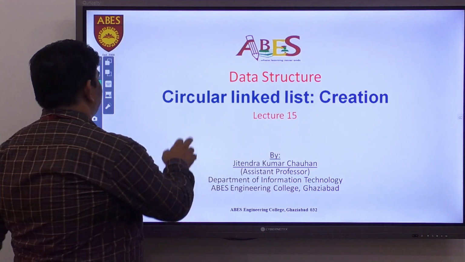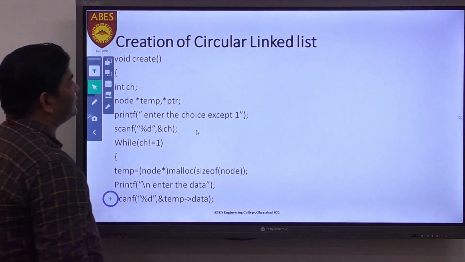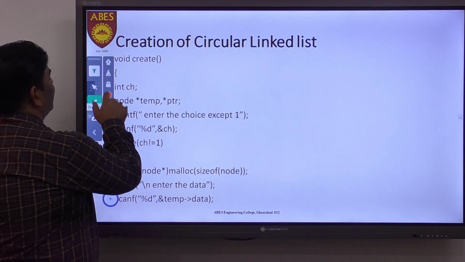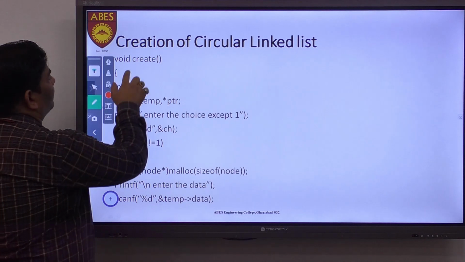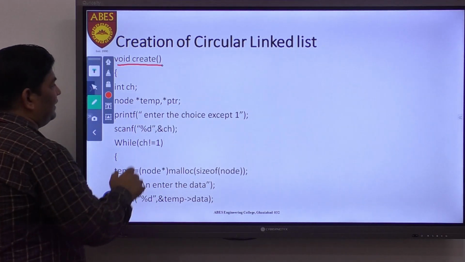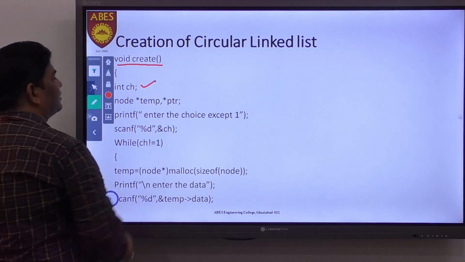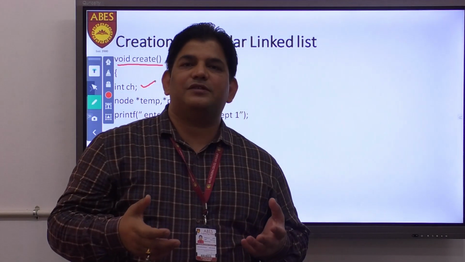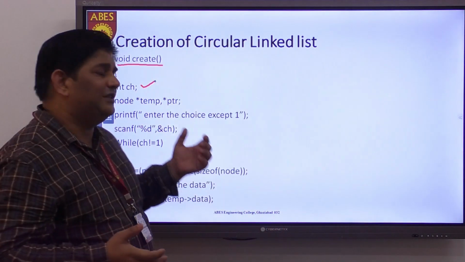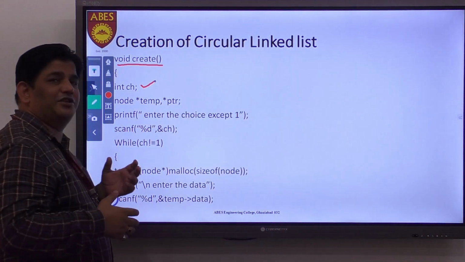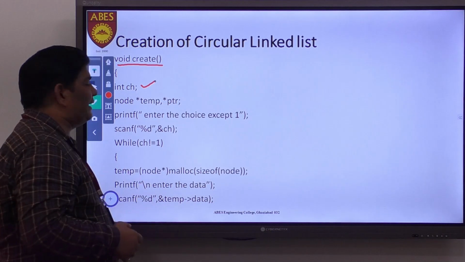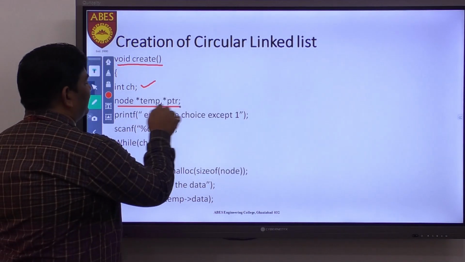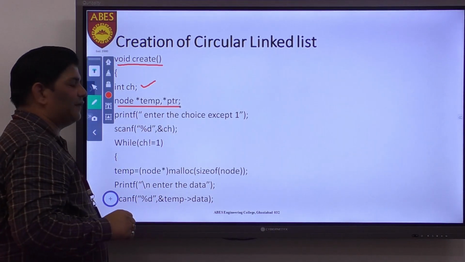So let's talk about this operation. The first operation is the creation of the circular linked list. In this case, we can call the first operation, that is create. In this create function, the first variable you can create is the choice type variable, which is used to take the user choice whether how many nodes you want to create. So till the user says that the choice condition becomes true, the user creates as many nodes. And some local pointer, which is a temp and PTR, which is used for the traversing and the node creation.